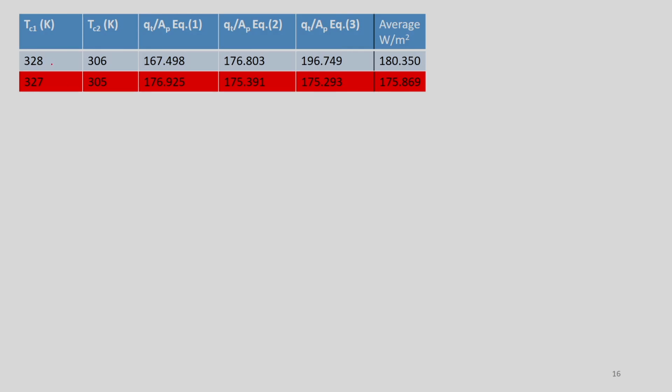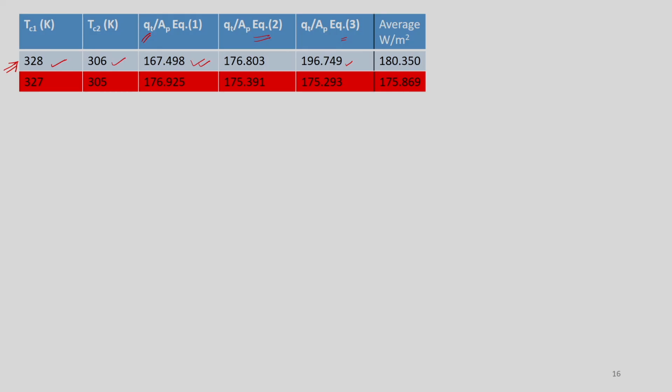Okay. So, if 328 was the first assumption for TC1 and 306 for TC2, then by using equation 1 we will get this value, 167.498, and by using equation 2 we get 176.803, and by using equation 3 we get 196.749. Okay. So, since the variation is very high, we cannot use this combination to calculate QT values, right.